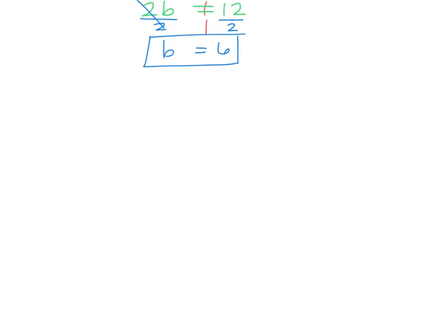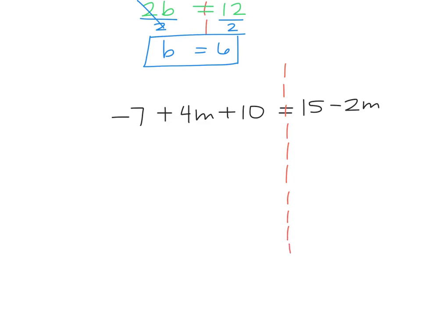For this one, the problem says negative 7 plus 4m plus 10 equals 15 minus 2m. Okay, so here's our equal sign, here's our divider. If you can combine like terms, you combine like terms first. So we have a negative 7 and a positive 10 that we can combine. So negative 7 plus 10 is 3. And then we have plus 4m equals 15 minus 2m.